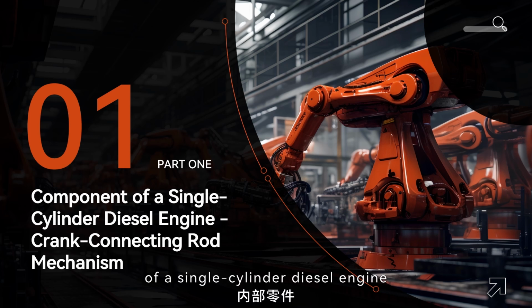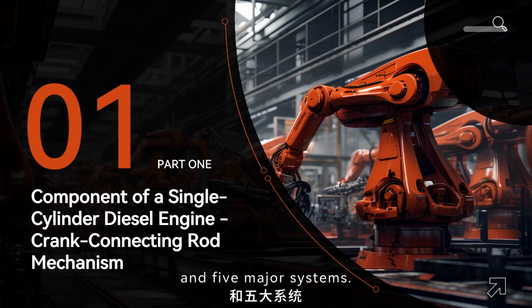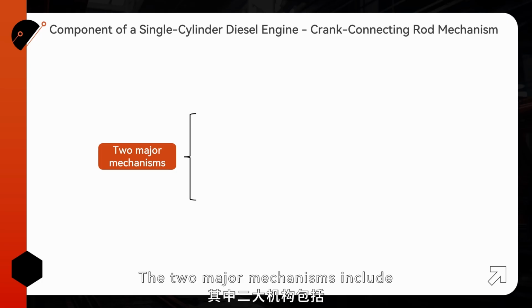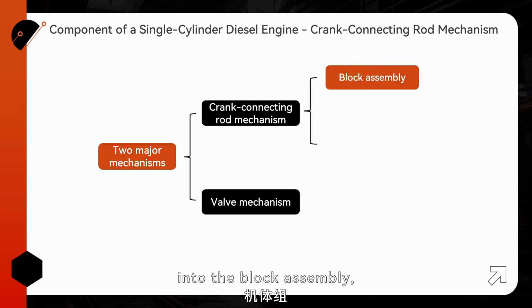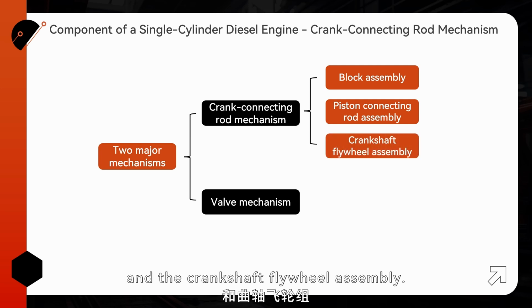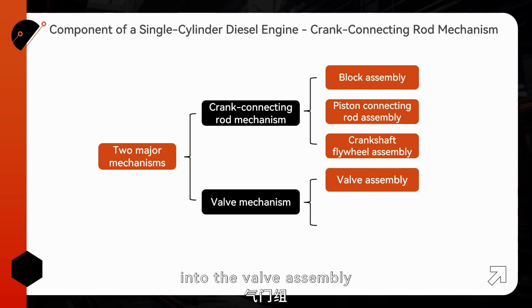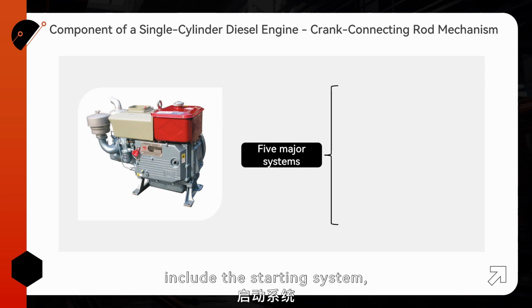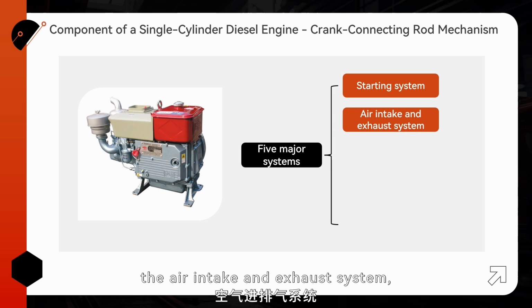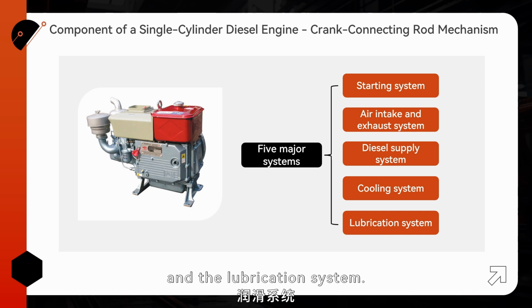The internal parts of a single-cylinder diesel engine mainly consist of two major mechanisms and five major systems. The two major mechanisms include the crank connecting rod mechanism and the valve mechanism. The crank connecting rod mechanism can be divided into the block assembly, the piston connecting rod assembly, and the crankshaft flywheel assembly. The valve mechanism can be divided into the valve assembly and the valve transmission assembly. The five major systems include the starting system, the air intake and exhaust system, the diesel supply system, the cooling system, and the lubrication system.